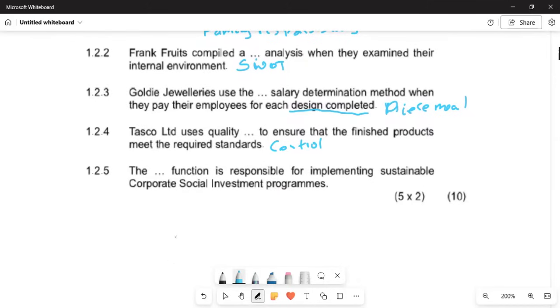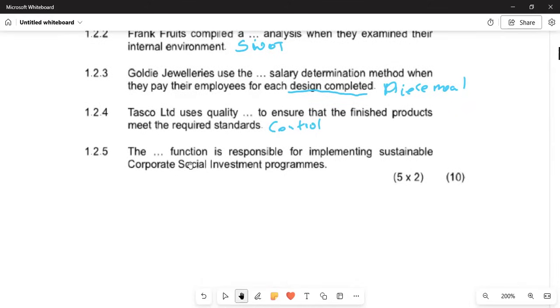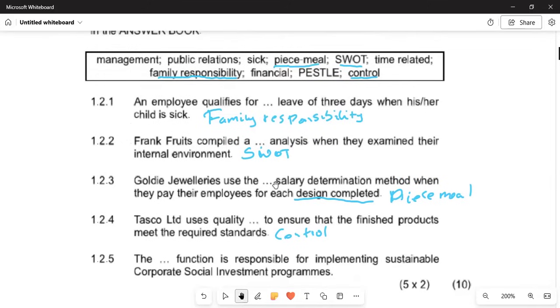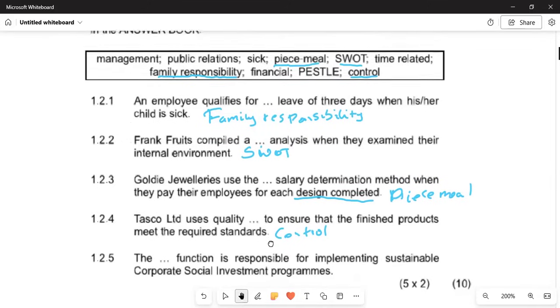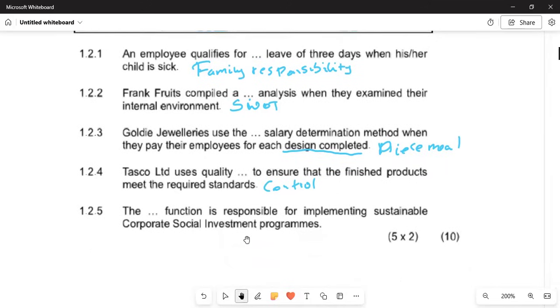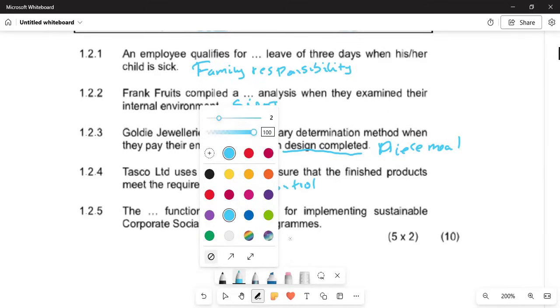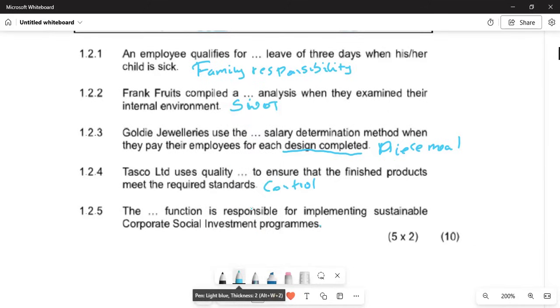So now we are moving on to question 1.5. The function is responsible for implementing sustainable corporate social investment programs. So the correct answer is public relations. The correct answer is public relations.